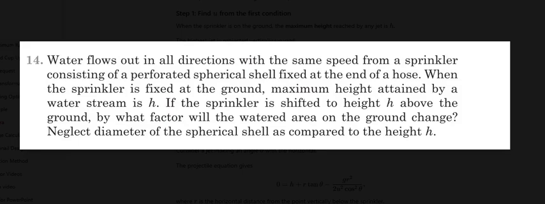Water flows out in all directions with the same speed from a sprinkler, consisting of a perforated spherical shell fixed at the end of a hose. When a sprinkler is fixed to the ground, the maximum height attained by the water stream is h. If the sprinkler is shifted to a height h above the ground, by what factor does the watered area on the ground change? Neglect the diameter of the spherical shell compared to h.